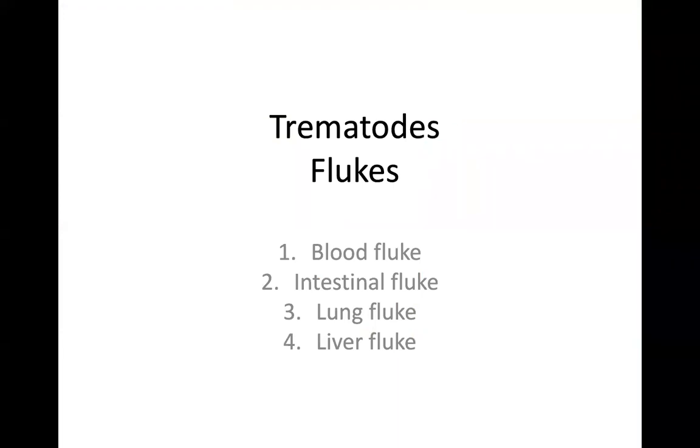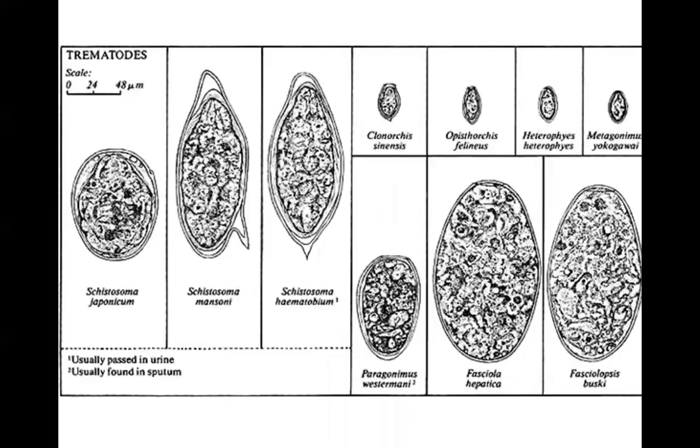Now back to trematodes. These are flukes. Flukes can be grouped into blood flukes, intestinal flukes, lung flukes, and liver flukes. And these are the eggs generally, to help you understand how they're differentiated and their relative size. These are the blood flukes, schistosomes, and here we have the bigger flukes. This is the lung fluke, the Paragonimus egg. This is the liver fluke, Fasciola hepatica, and the intestinal fluke, Fasciolopsis buski. And then we have the other intestinal flukes like Metagonimus, Heterophyes, Opisthorchis, and Clonorchis. And these are the blood flukes that you're seeing here: hematobium, mansoni, and japonicum.